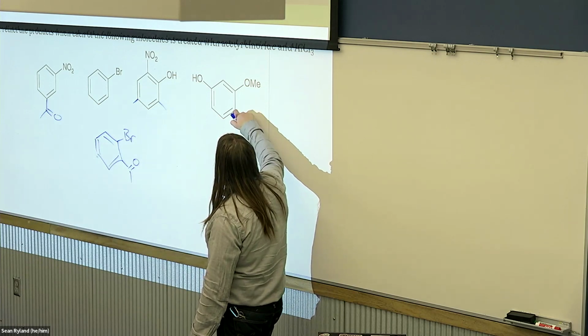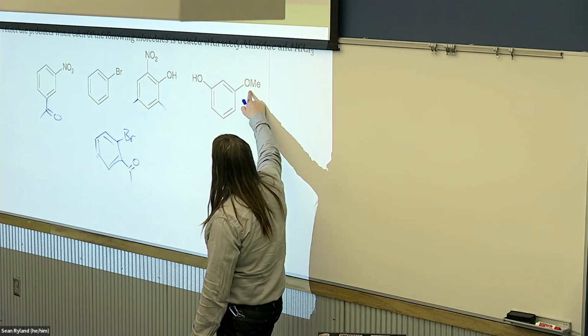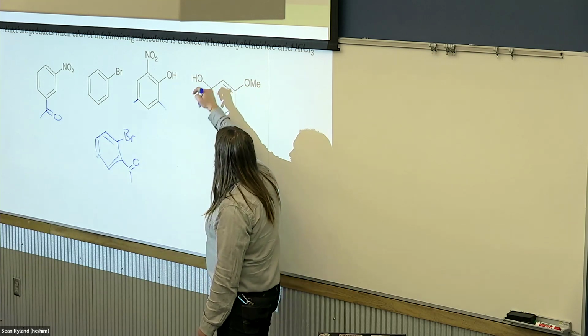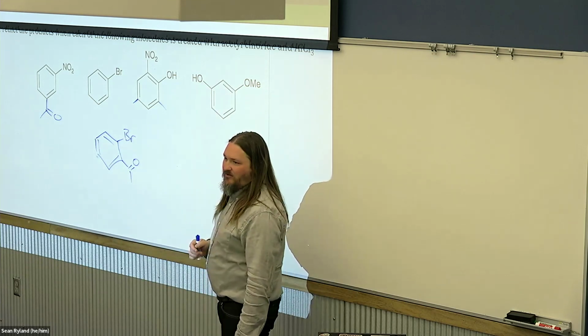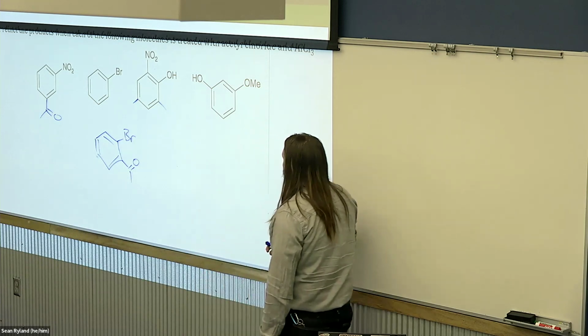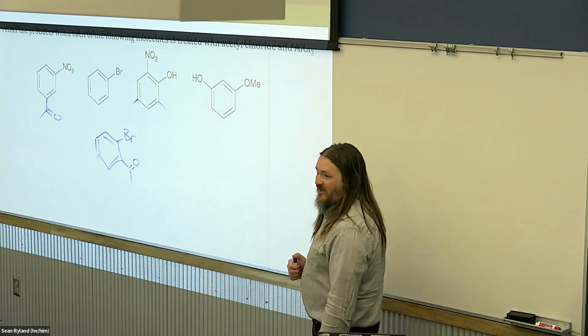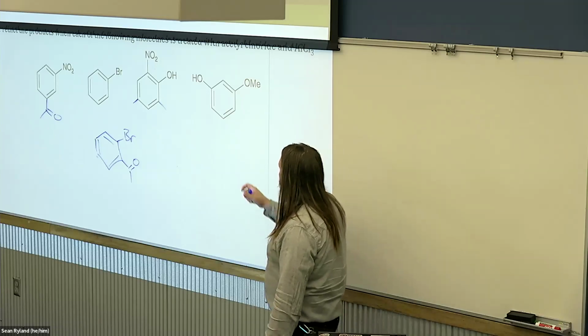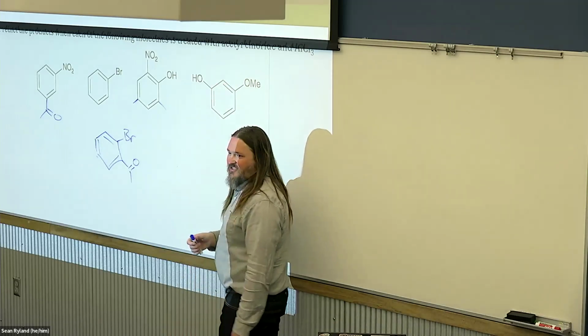In this case, we have two strongly activating groups, and the ortho and para positions are all open, so they're not conflicting with each other. So we actually get three products in this case, because the ortho positions are not symmetrical.